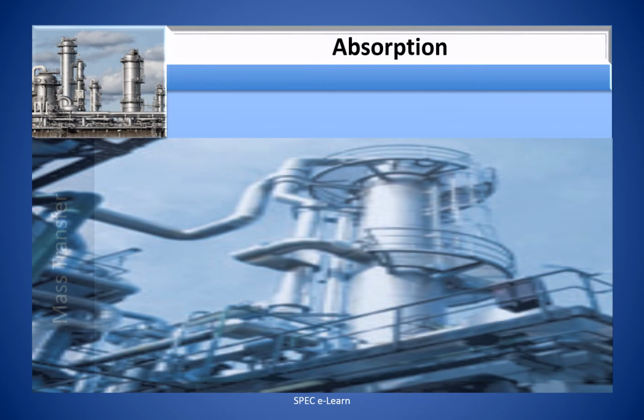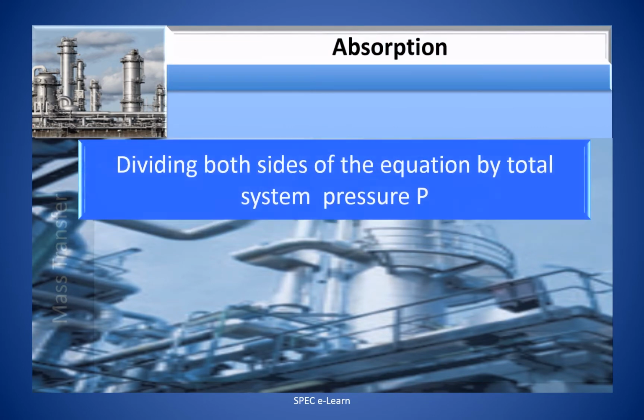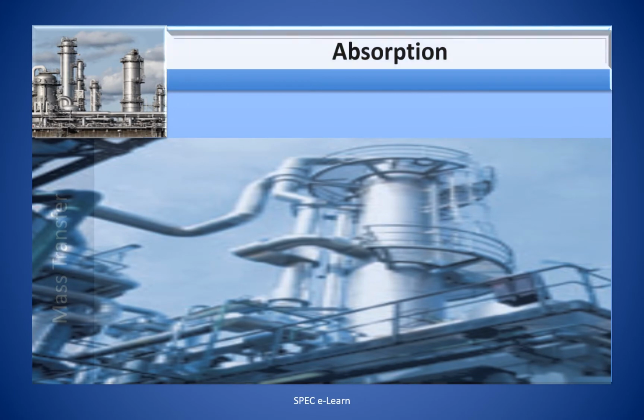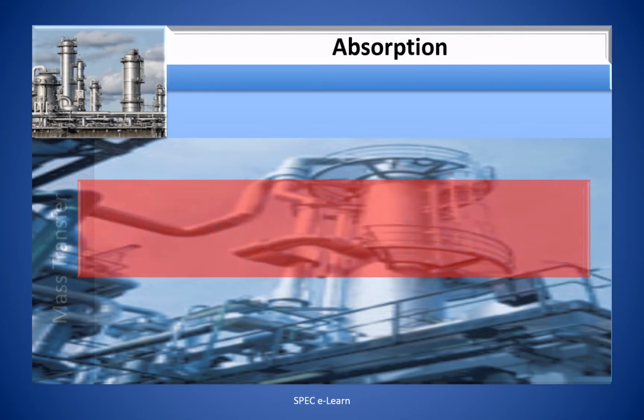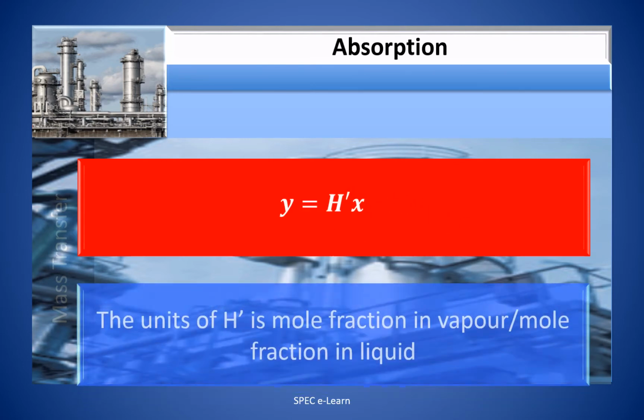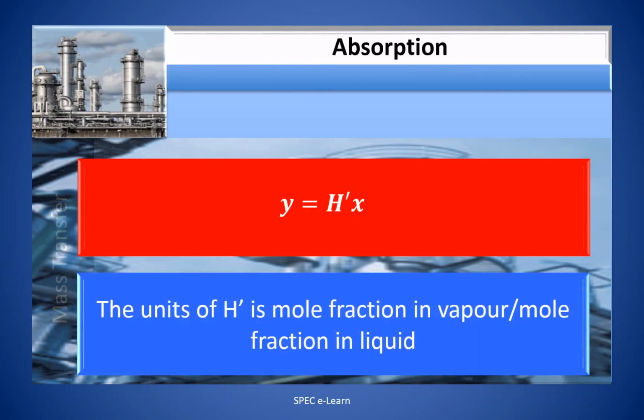Dividing both sides of the equation by the total system pressure P, you get P star by P is equal to H by P times X. The above equation can be rewritten as Y is equal to H dash X. The unit of H dash is mole fraction in vapor per mole fraction in liquid.